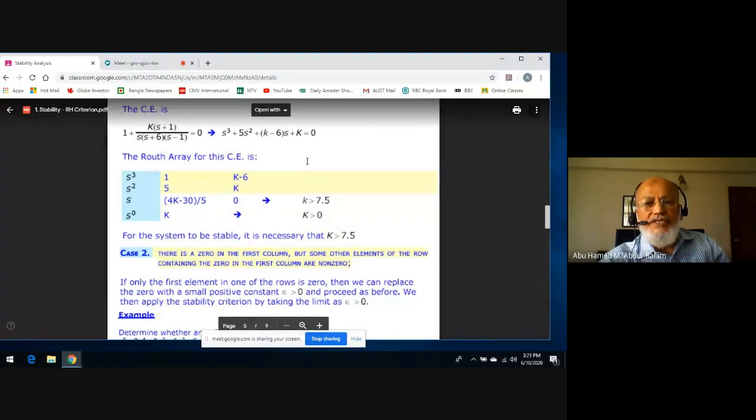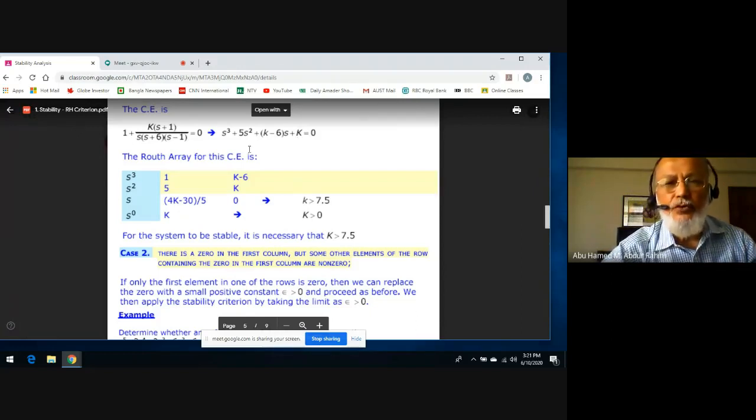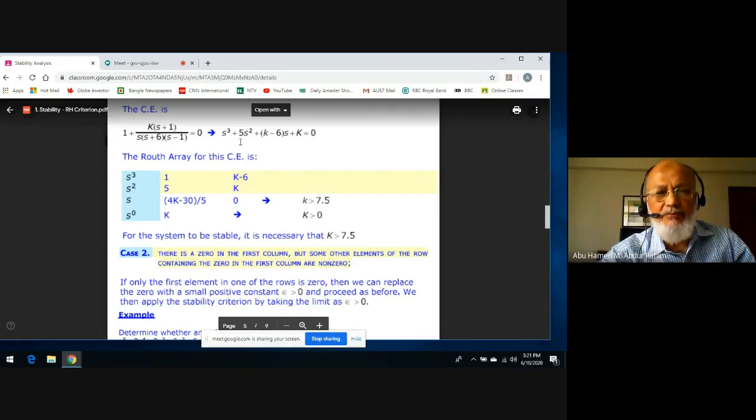So we see a few things. When we look at this characteristic equation, what are the conditions? No coefficient should be missing. There is S cubed, S squared, S to the power 0. All the coefficients are there, and they should be all positive or all negative. So this is 1, 5. So K minus 6 should be positive. There is no problem. We'll make K such that K minus 6 is positive, and K should be positive. So this is what it says. Now we go into more detail of the problem. We try to construct the Routhian array for this problem. Look at this, how we construct it.